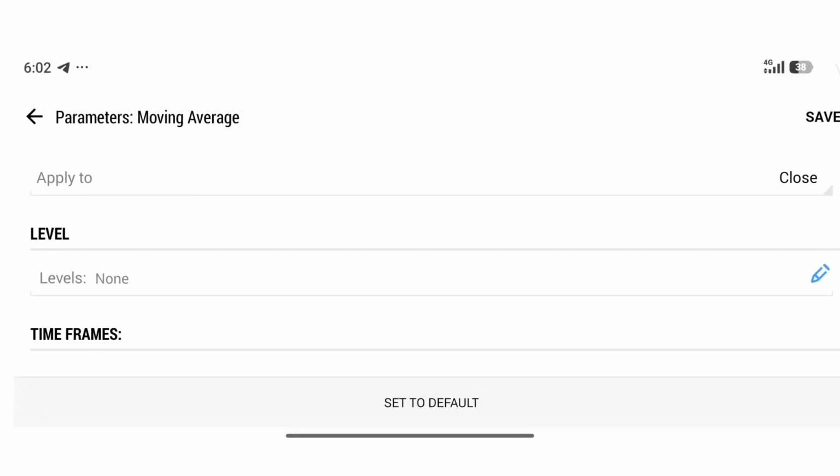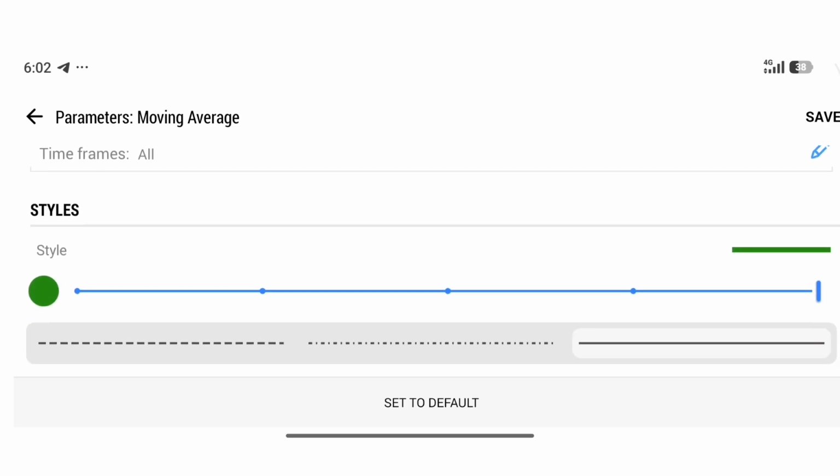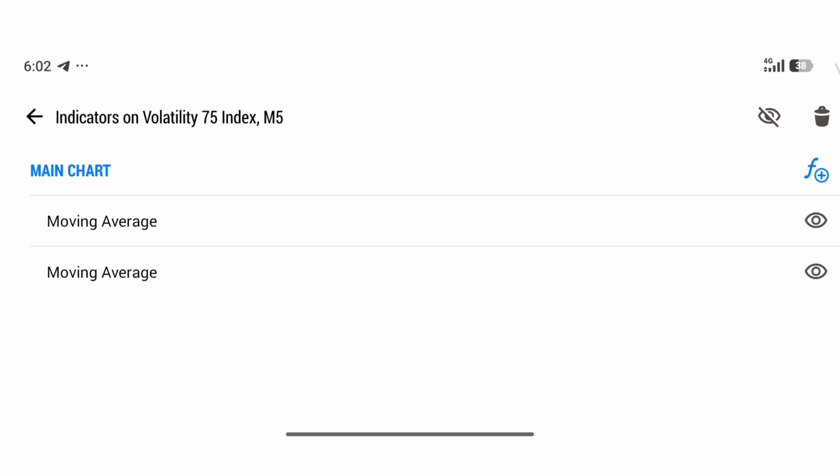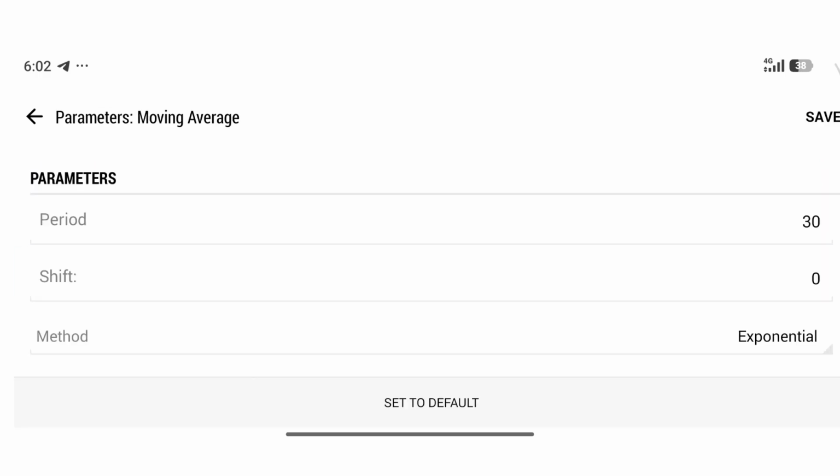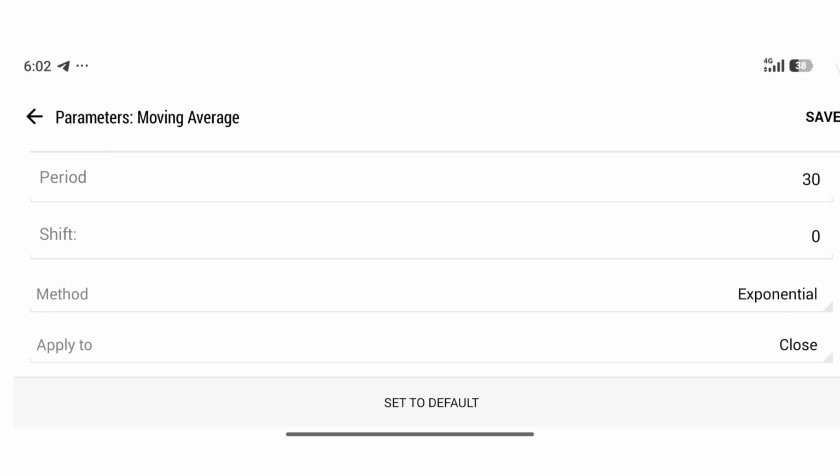And when you go down, you will see this style. Keep the style as green, make it green color, and increase the weight to the last, which is 5 there. After you are done with that, make sure it is on this. When you have created that, click on save and you will have the first one.